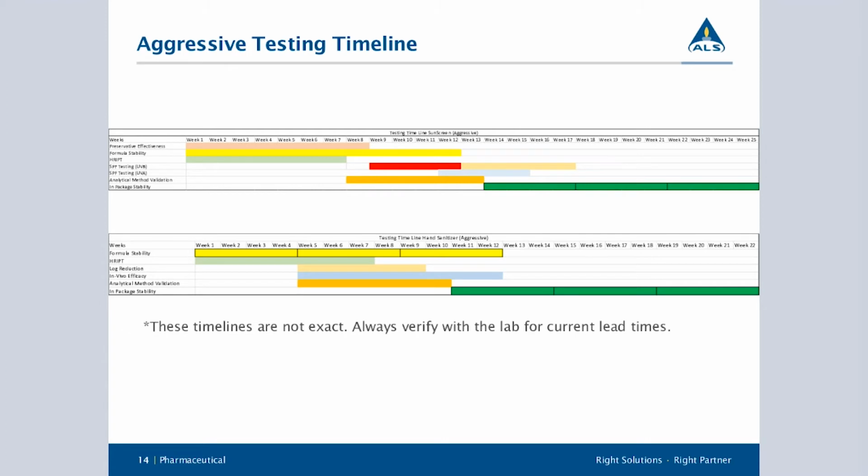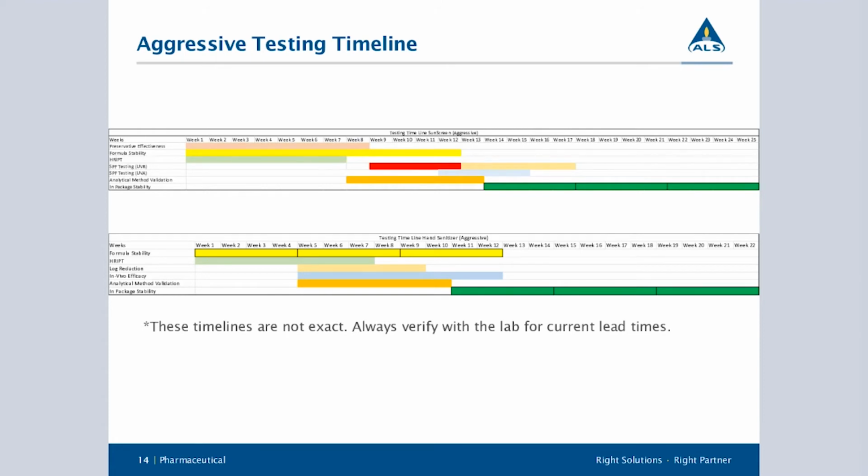You can do a little more aggressive budget planning where you stack up the testing a little more. Of course, when you start tests and something might fail, you could be looking at more costs associated with that. But we did put a timeline together here that, theoretically, gets you to that point in that in-package stability where you can have that first 4 weeks of data in under 20 weeks and get that sunscreen to market.